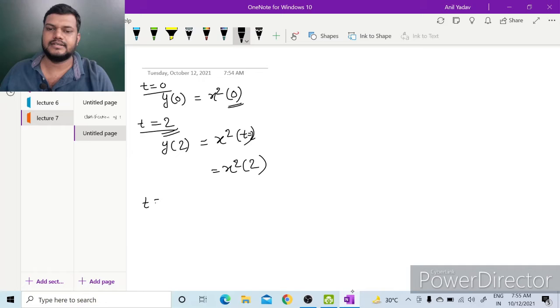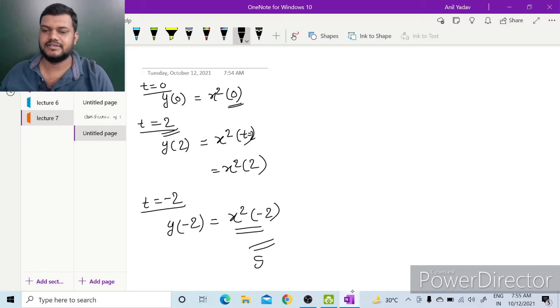Now let us take t equal to minus 2. Any value you can take, minus 3, minus 4. So output at t equal to minus 2 will be x square of minus 2, which is depending upon input at minus 2. It means the output is always depending on the present value of input. It means the system is a static system.